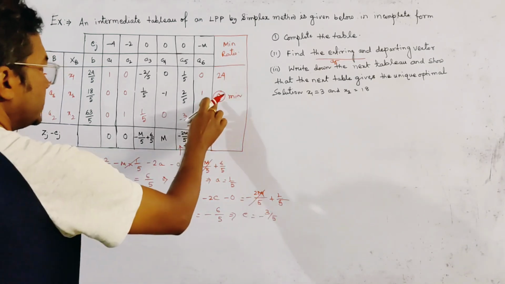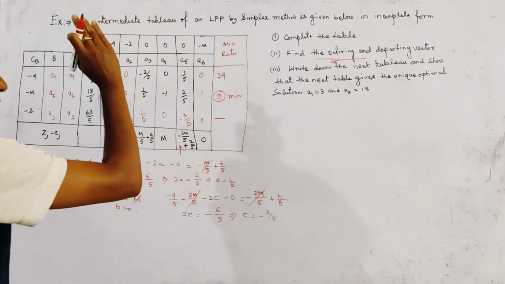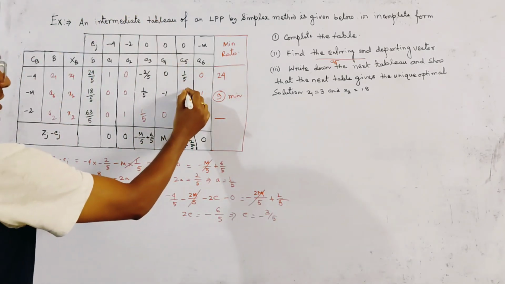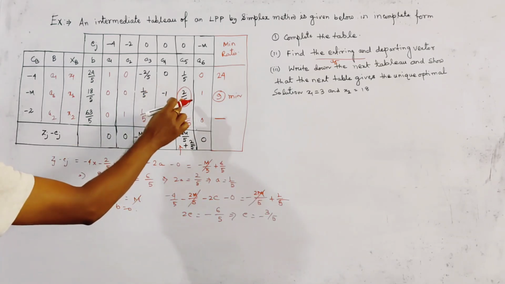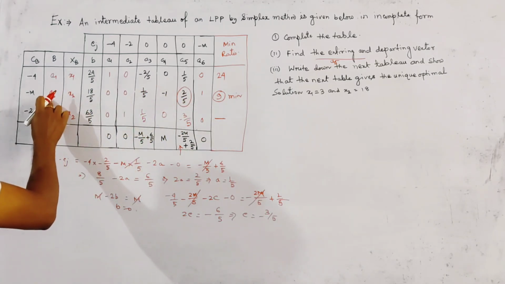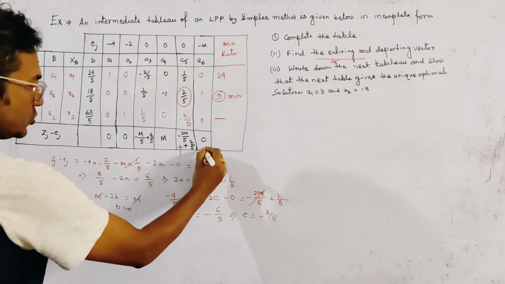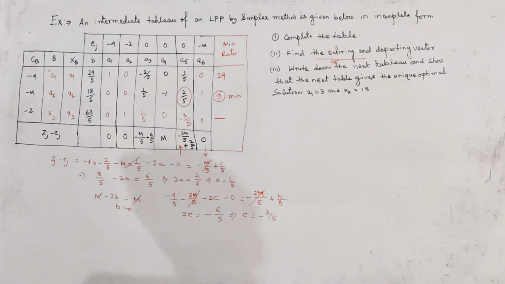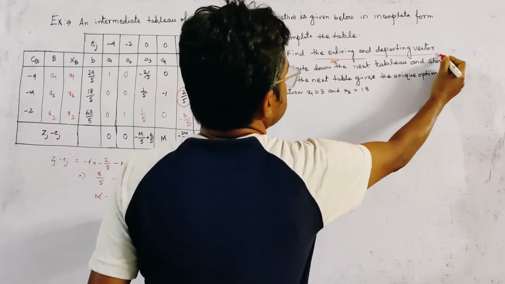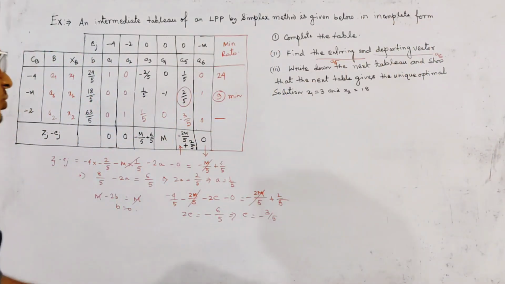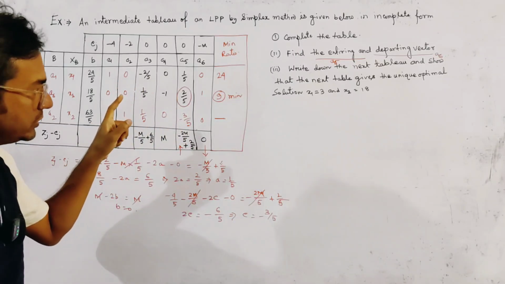Okay, and this is the key row, and the key column is also already found out, A5, so our key element is 2 by 5. Clearly, the vector in the key row is A6, so A6 is departing from the basis. So our answer for the departing vector is A6.